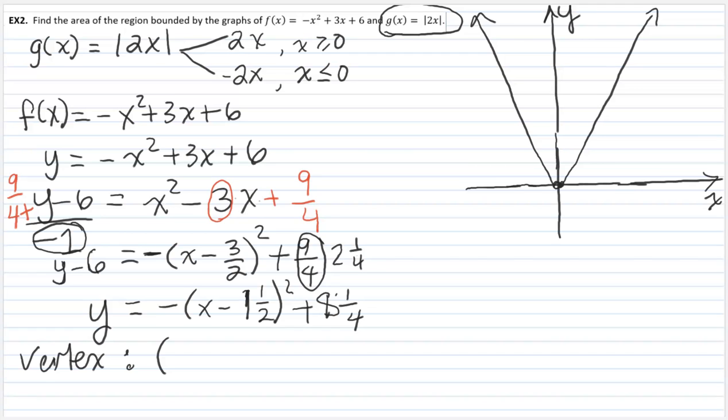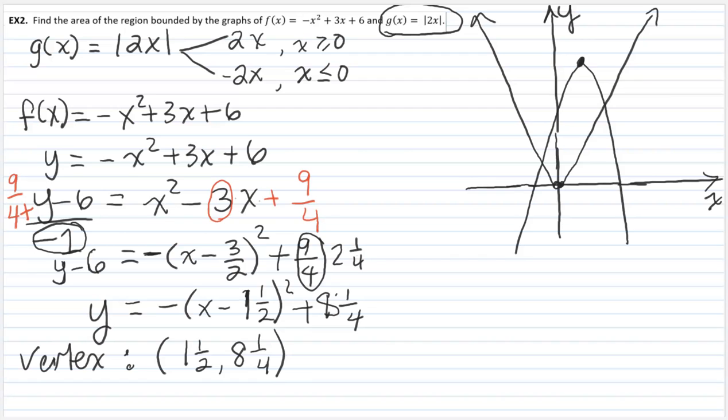So then the vertex of this parabola is shifted to the right 1 and a half and up 8 and a quarter, right? So it's somewhere right here, 1 and a half, and 1, 2, 3, 4, 5, 6, 7, 8 and a quarter, somewhere up here, right? And it is going to go upside down. So it's going to go like this, upside down like that.